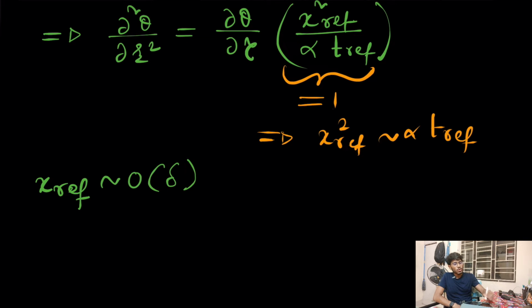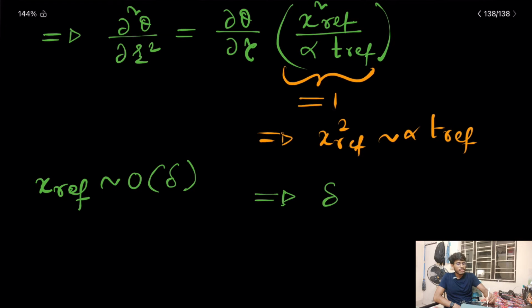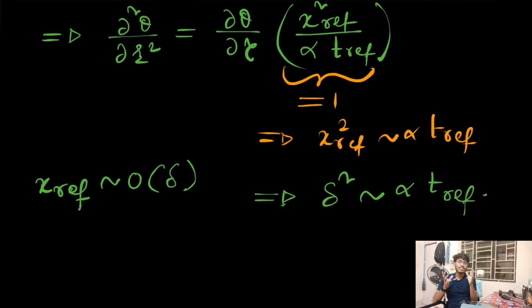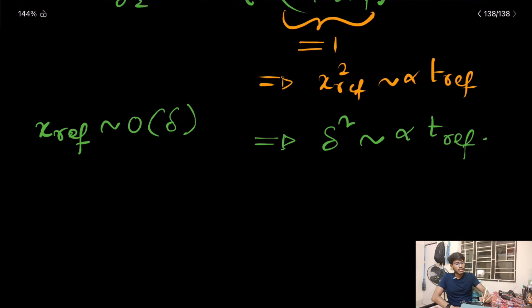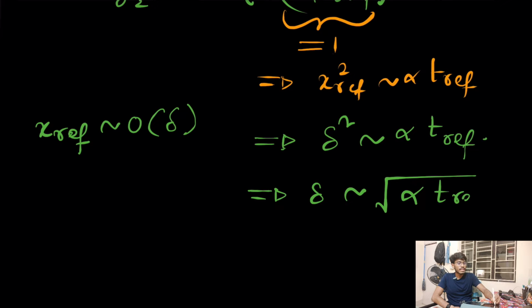Clear? So if this is of the order of delta, then here I can write this equation approximately tells that my delta square is of the order of alpha T ref. Now this T ref is what? A characteristic time scale. So this T ref is equal to your observation time. I mean, this is the representative of your observational time. So now you see that what I am getting, that is very interesting. Delta is of the order of root over of alpha T ref.